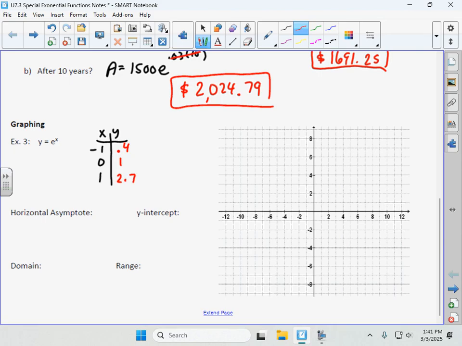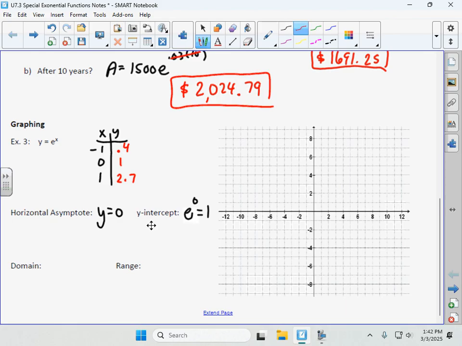All right, there are no transformations on this. Again, the horizontal asymptote is always the k value, and in this problem there is no k value, it's 0, so we have a horizontal asymptote at y equals 0. The y-intercept, again, just plug in 0 for x, and e to the 0 power is 1.